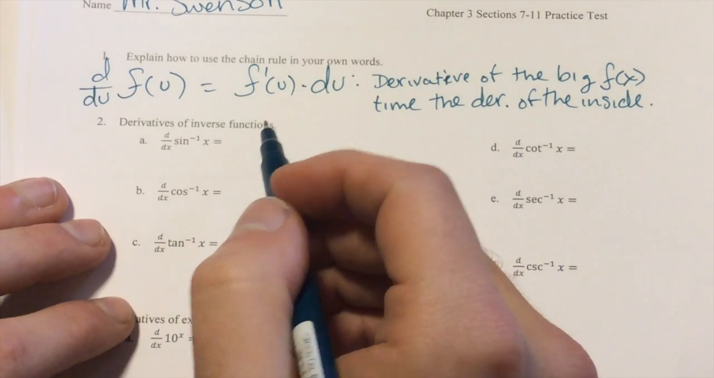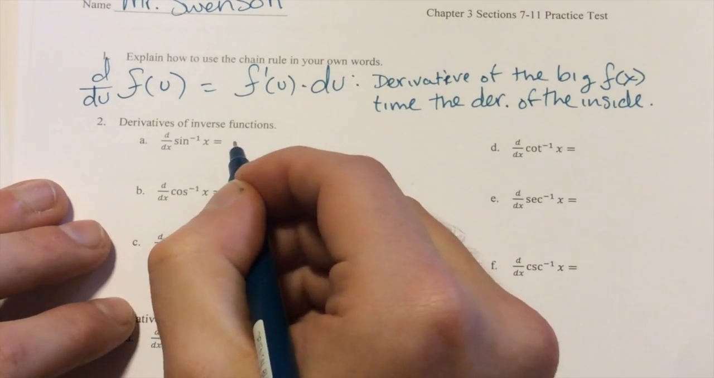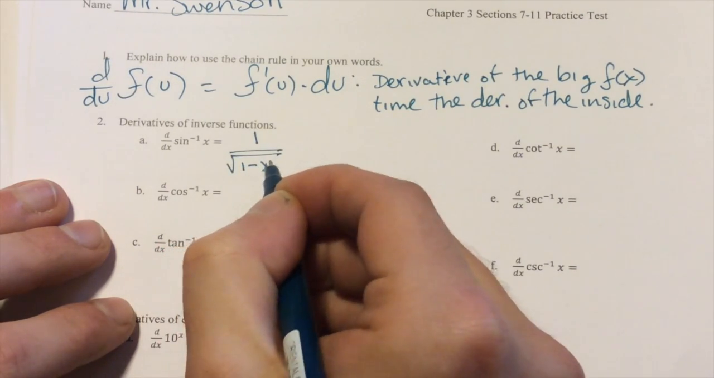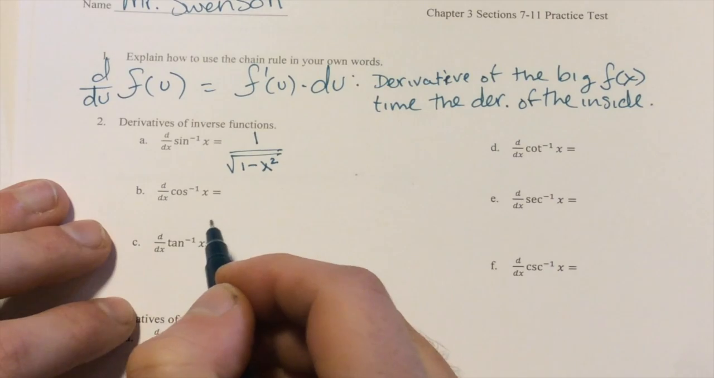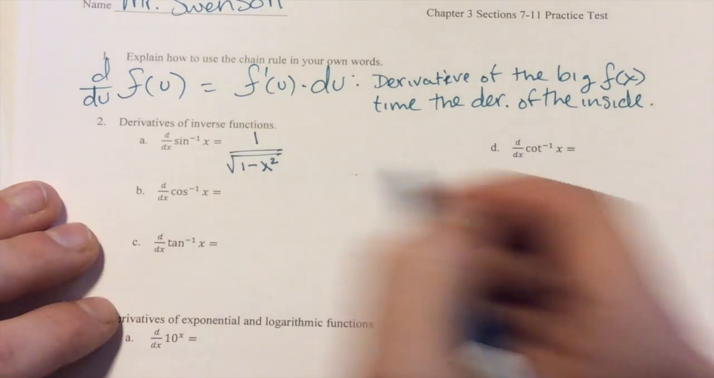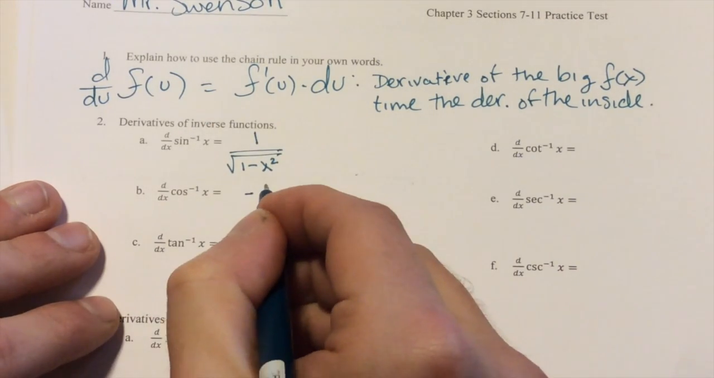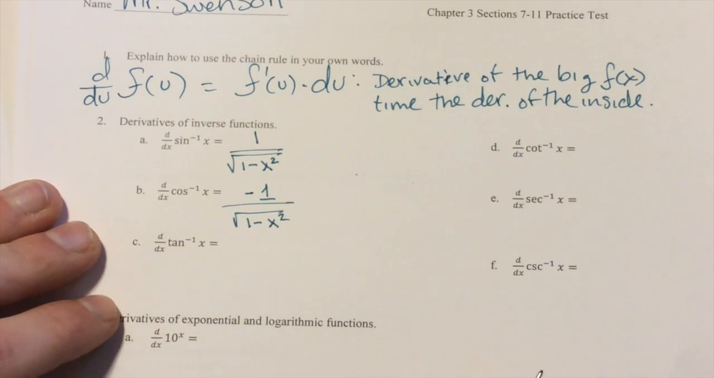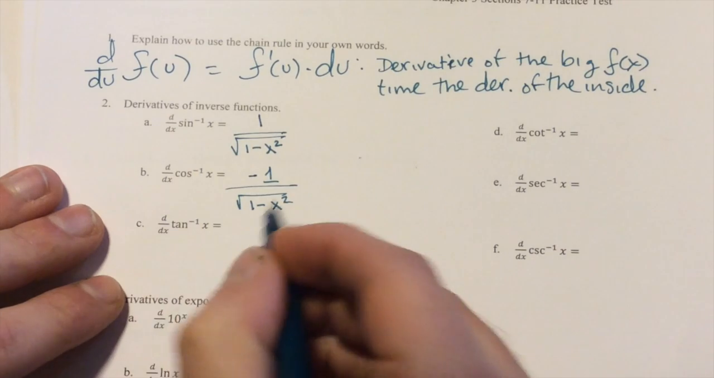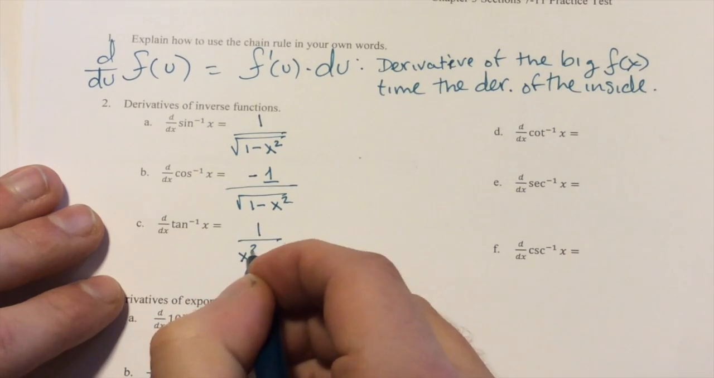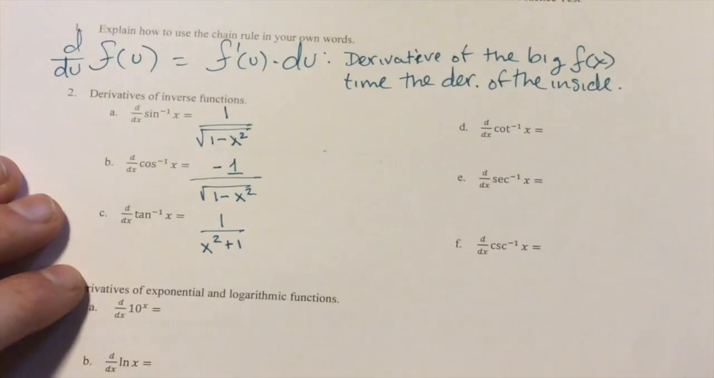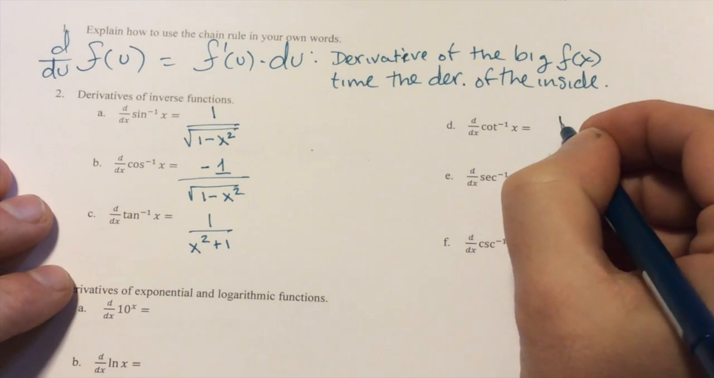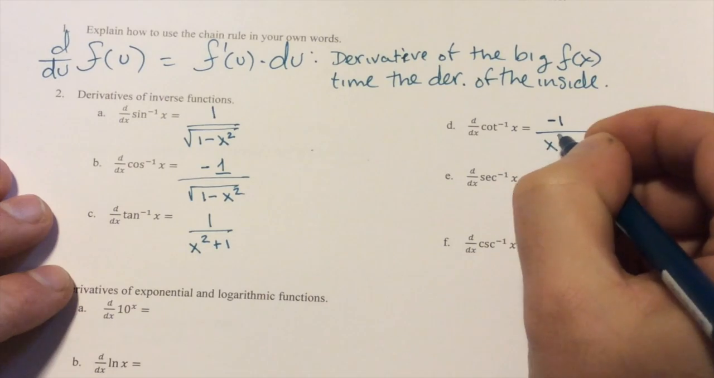Next up, the derivatives of inverse functions. So these are just memorization. So derivative of inverse sine is 1 over square root 1 minus x squared. The derivative of inverse cosine, anything with a co should have a negative in it, so that's negative 1 over square root 1 minus x squared. Derivative of inverse tangent is 1 over x squared plus 1. The derivative of inverse cotangent is negative 1 over x squared plus 1.